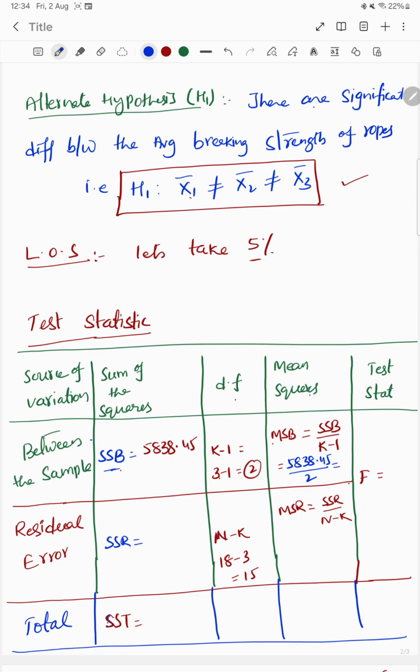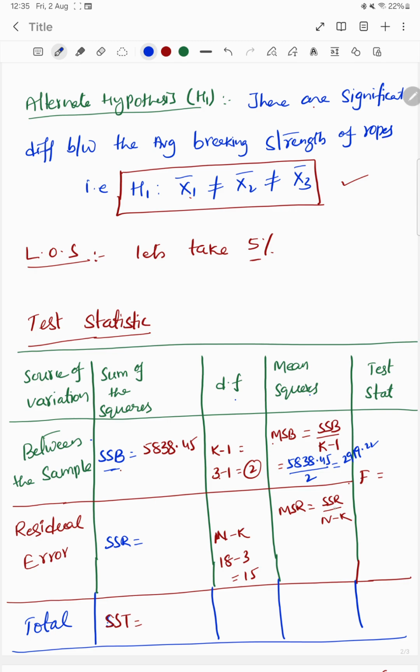So this will give you 5838.45 divided by 2, which gives 2919.22. Okay, 2919.22. Now coming to our next requirement, which is MSR.